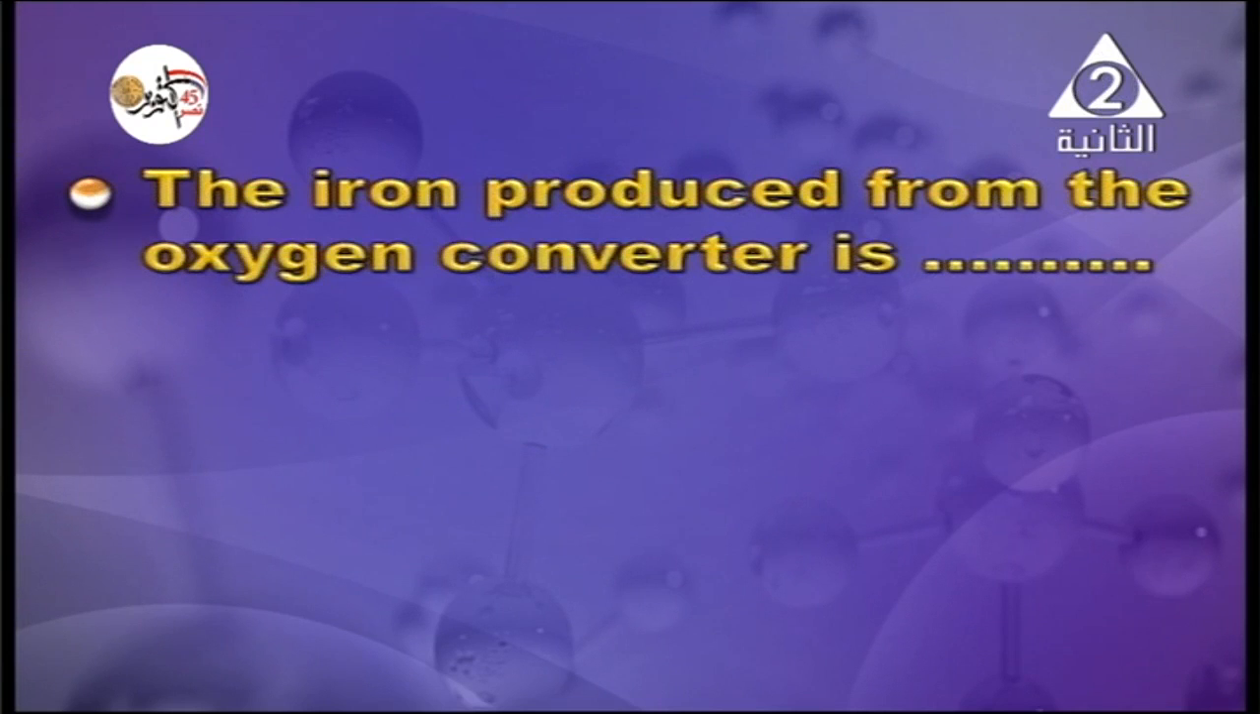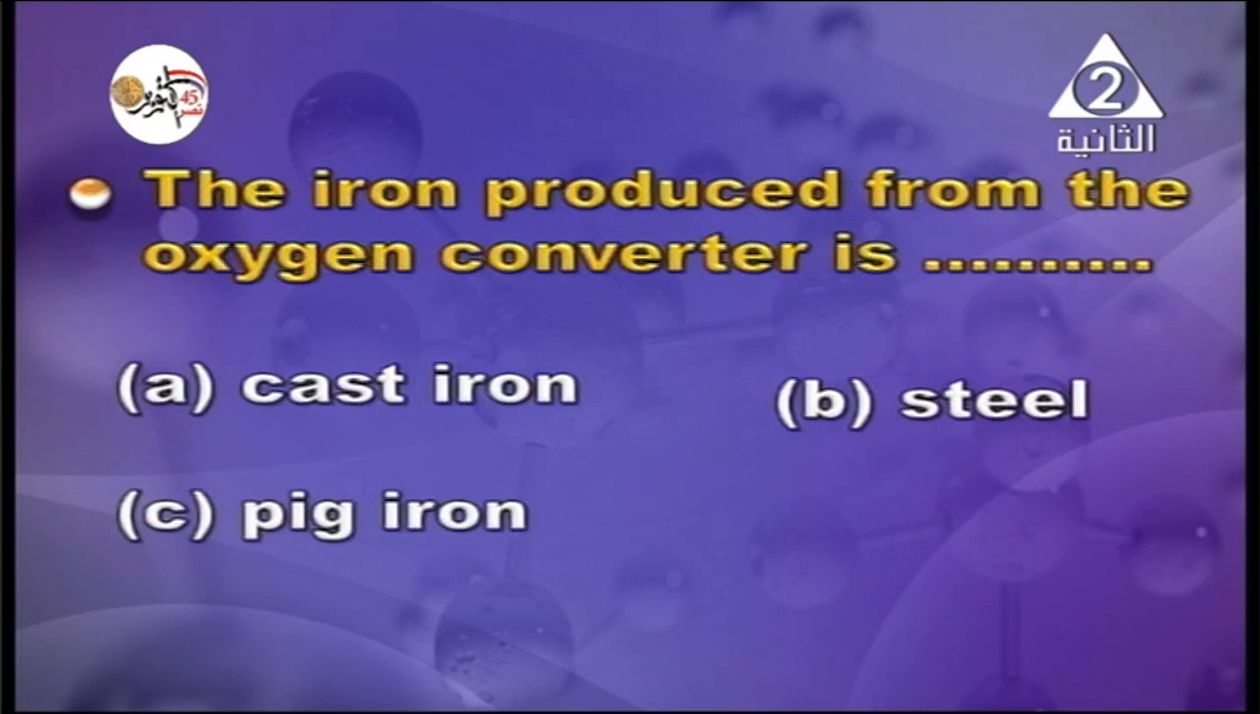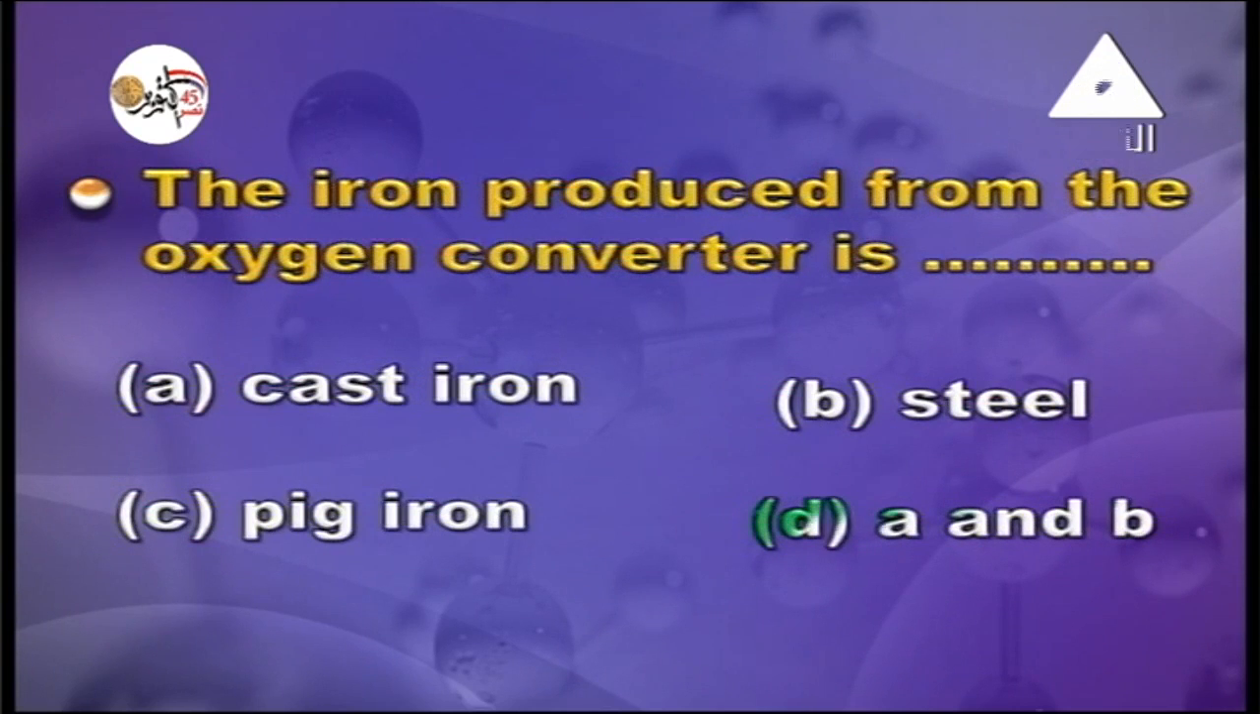Next point. The iron produced from the oxygen converter is what? Cast iron, steel, pig iron, A and B together. If you think about it, yes, it will be A and B together.